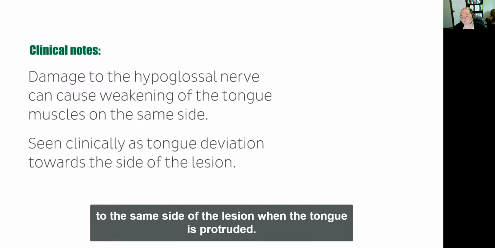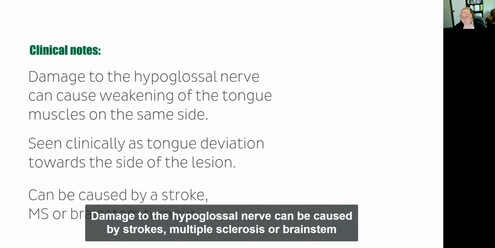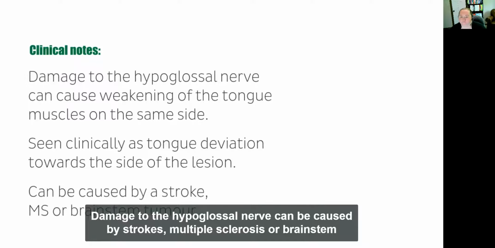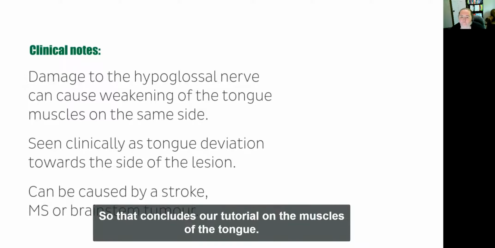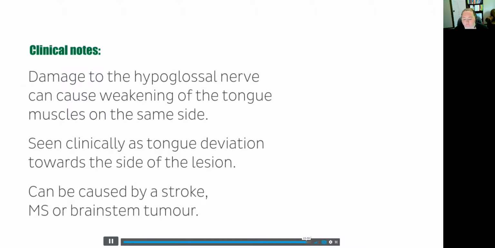Damage to the hypoglossal nerve can be caused by strokes, multiple sclerosis, or brainstem tumours. So that concludes our tutorial on the muscles of the tongue. I hope you enjoyed it and thank you for listening.